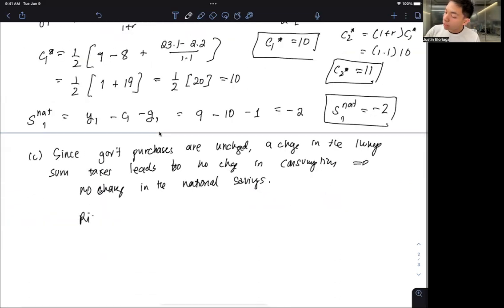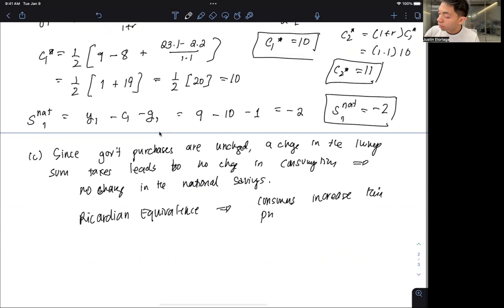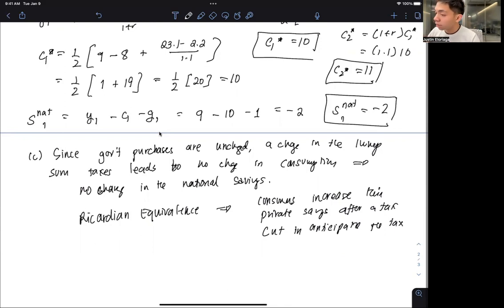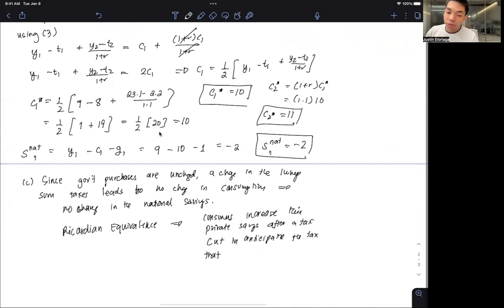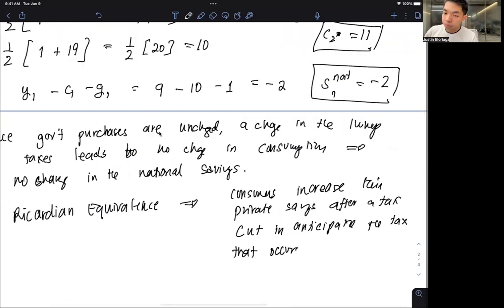And this is because of this Ricardian equivalence. It just basically implies to us that consumers increase their private savings after a tax cut, which is expected, because they anticipate the tax increase, because the government's constraint must bind, the tax increase that has to occur, that occurs in period 2.